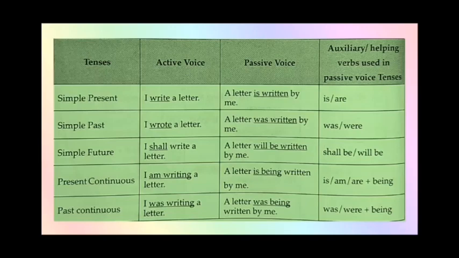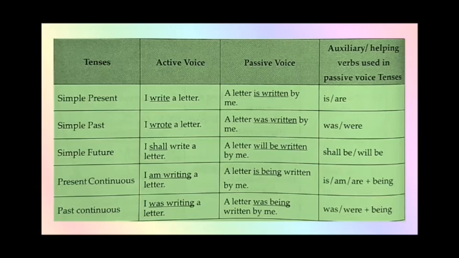While changing it into a passive voice: a letter is being written by me. So, is being is the continuous tense. In this, the auxiliary verbs like is, am, are plus being are used. So in this sentence, is being is used.